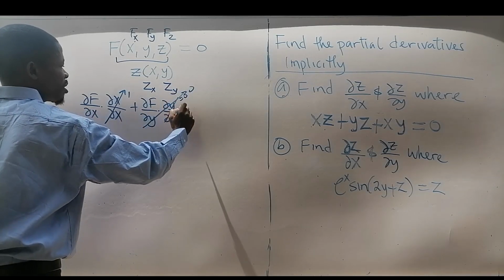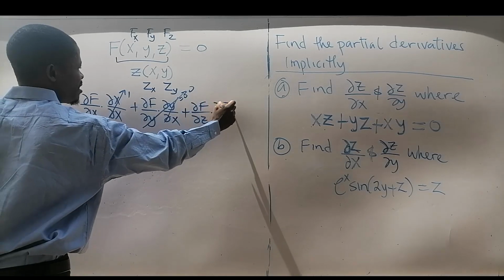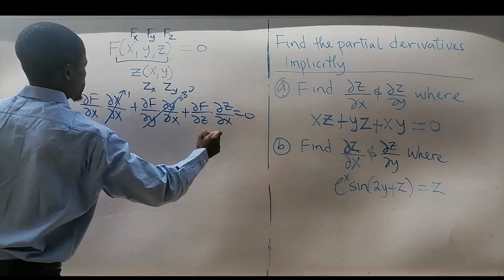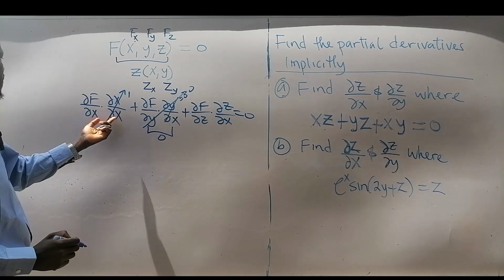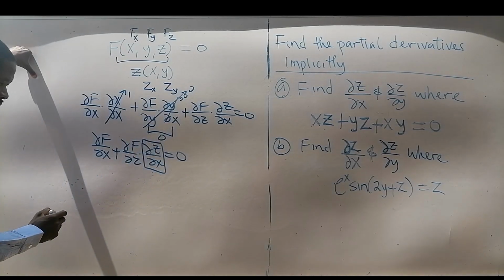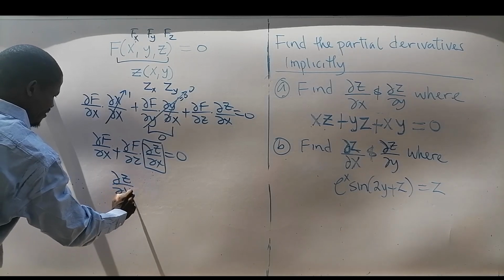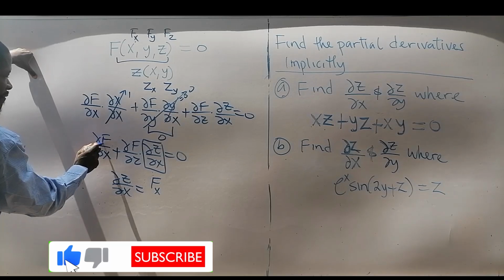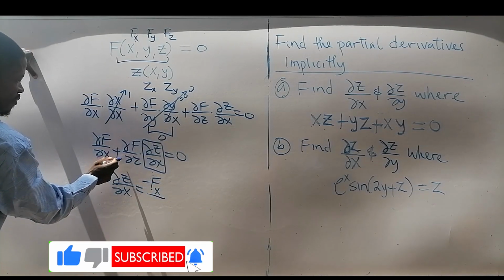It makes everything here 0. So then plus ∂f/∂z times ∂z/∂x equals 0. So this one is gone. From there we can get ∂z/∂x. Moving this to the other side, ∂z/∂x will be equal to minus ∂f/∂x over ∂f/∂z.